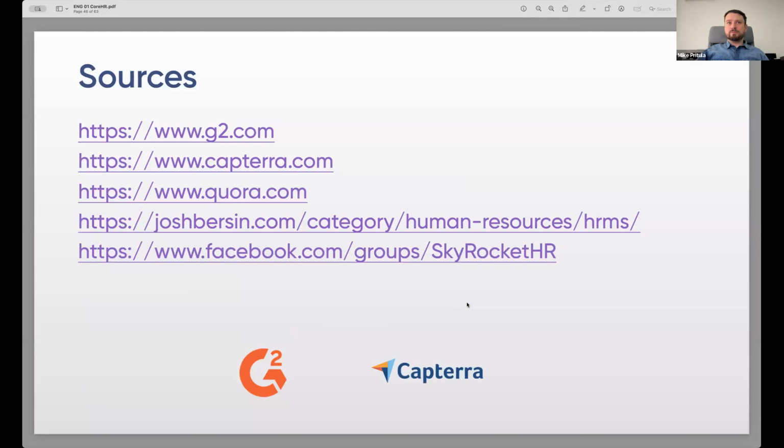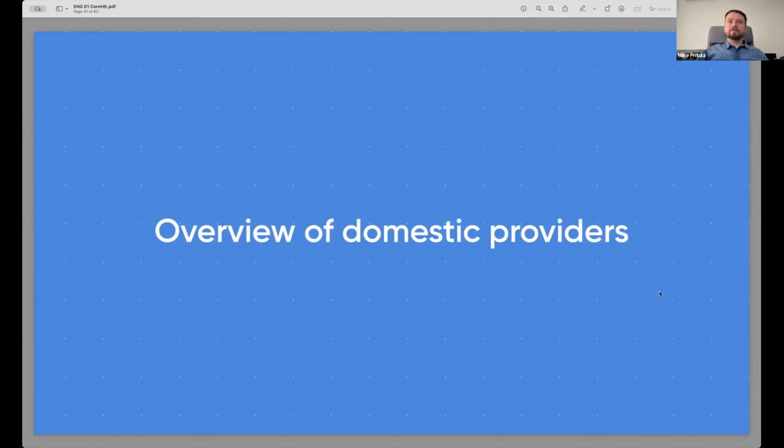Where to look for solution providers? There are several directions, right? The most popular are G2, which was G2 Crowd previously, and Capterra. You may also use Quora or Reddit. You may also analyze sites like Josh Bersin. You may also consider Facebook groups as well and ask for experience.